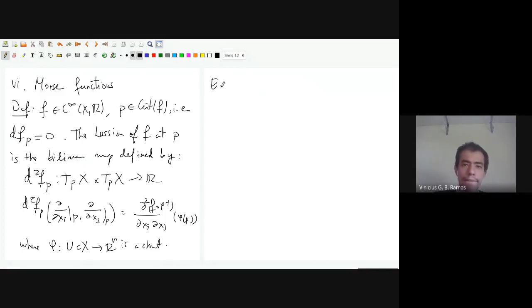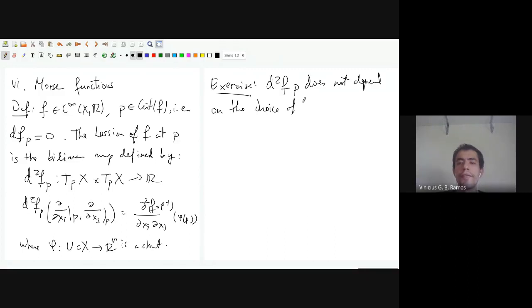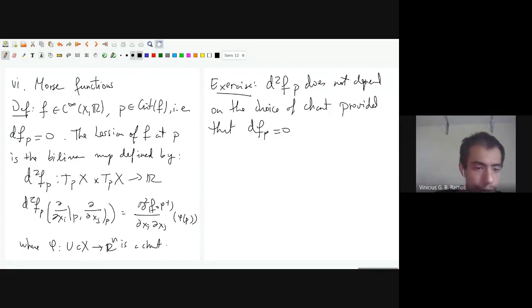And the exercise is that this is indeed a bilinear map on the tangent spaces, so that this thing does not depend on the choice of chart, provided that we actually are at a critical point, so that df_p is equal to zero. But this is just a chain rule computation that you have to do here, and you have to use the fact that you're at a critical point. So this Hessian is well defined at a critical point.